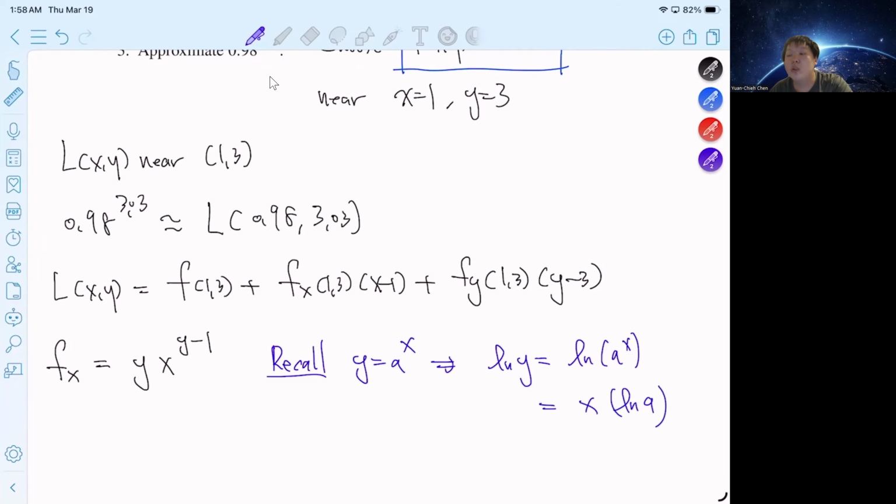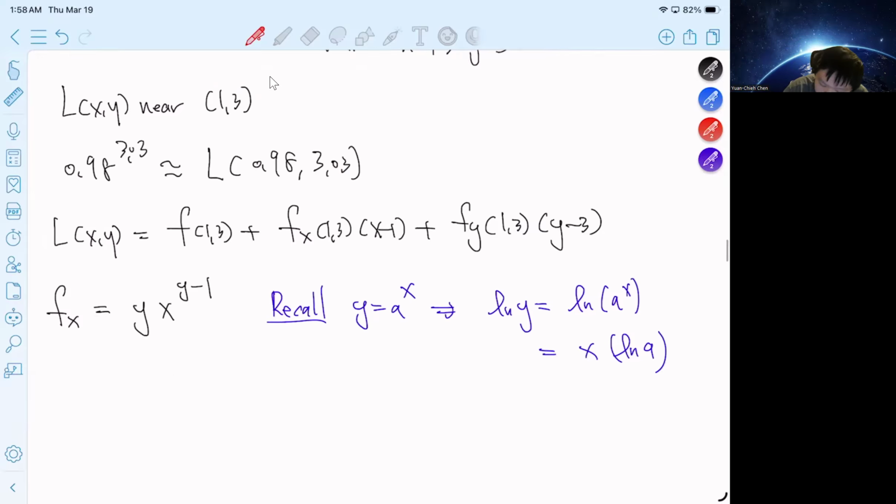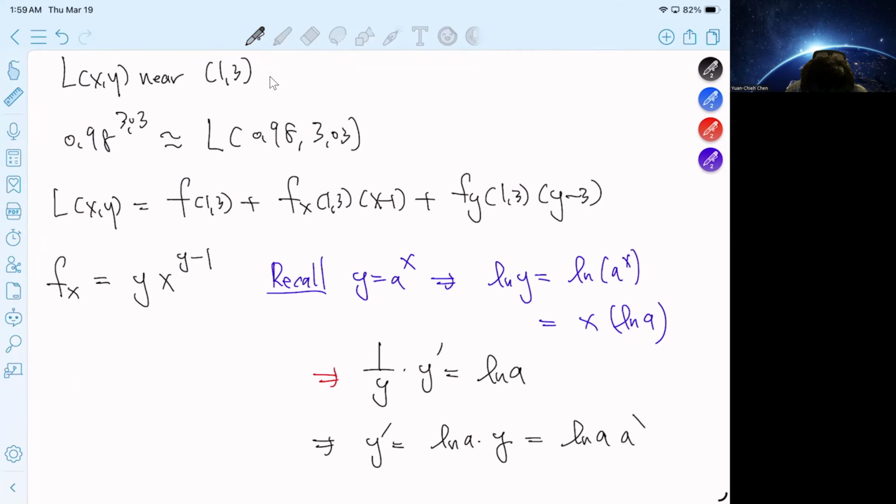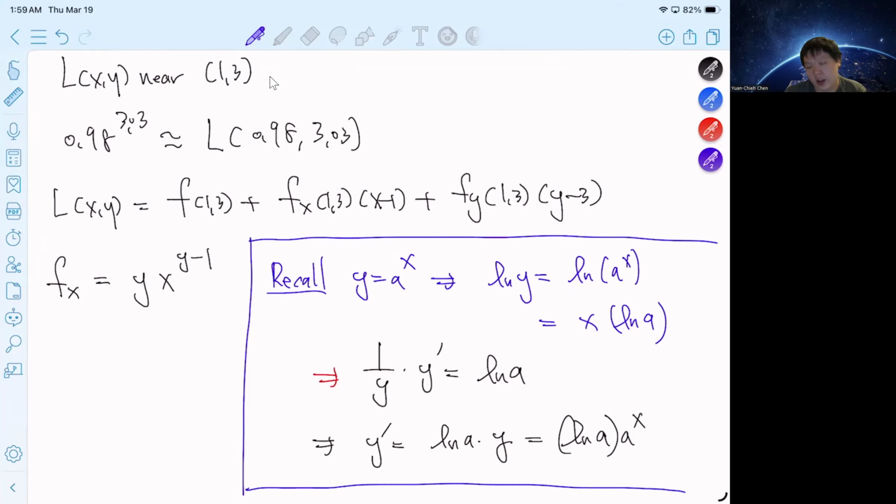Then we do implicit differentiation on both sides. So we have 1 over y times y prime equals log a. Since we take the derivative with respect to x, finally we have y prime is log a times y, and y is our a to the power x, so it's log a times a to the power x. That's it. This is a quick review of how to do this. Of course, you can memorize the formula, that's good. But if you don't memorize it, you can use this.